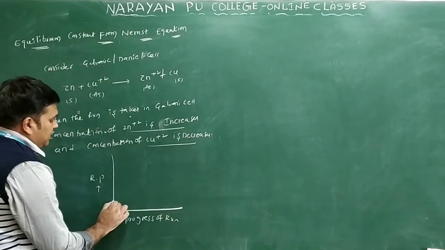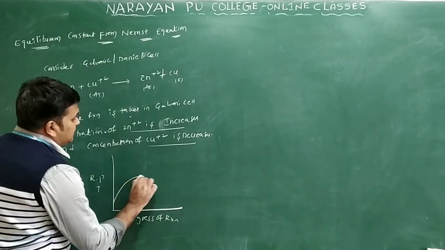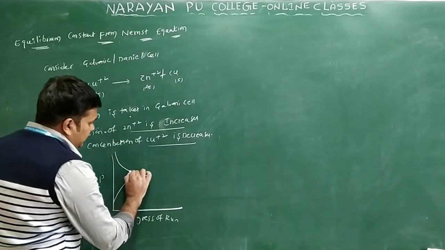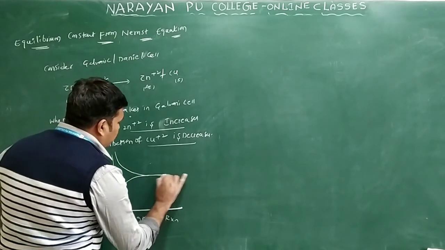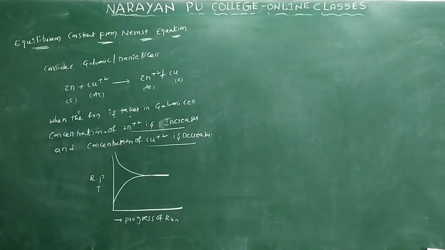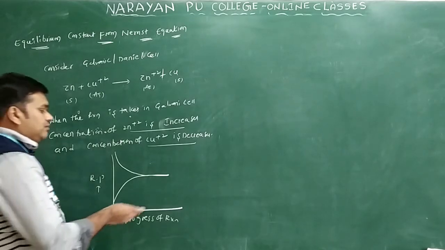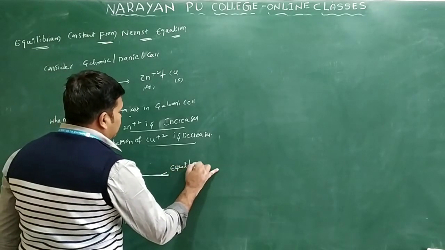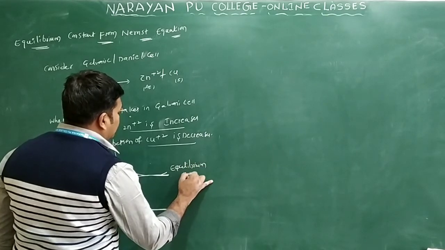Suppose Zn plus 2 concentration increases like this. Clear? Suppose concentration of the Cu plus 2 ions decreases like this only. But at a certain point, both concentrations are equal, or not? So this point you are calling what? This is called an equilibrium point only.